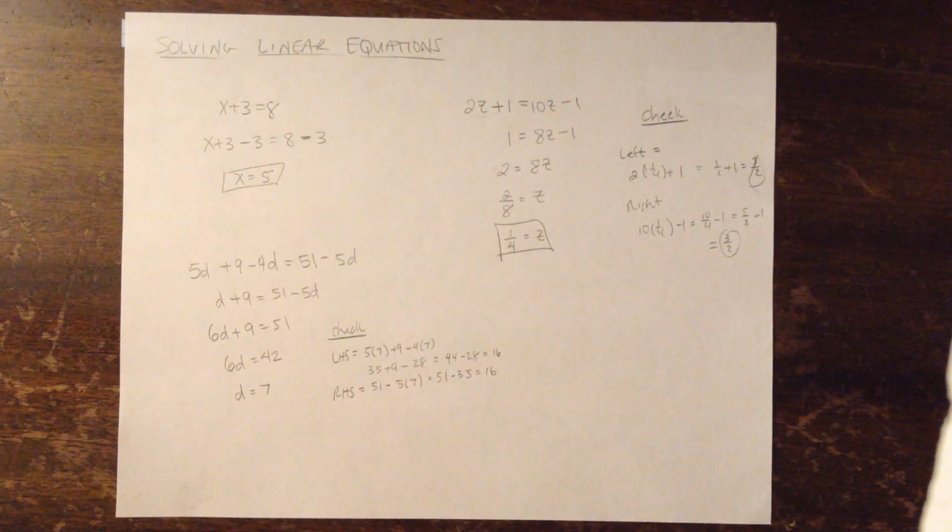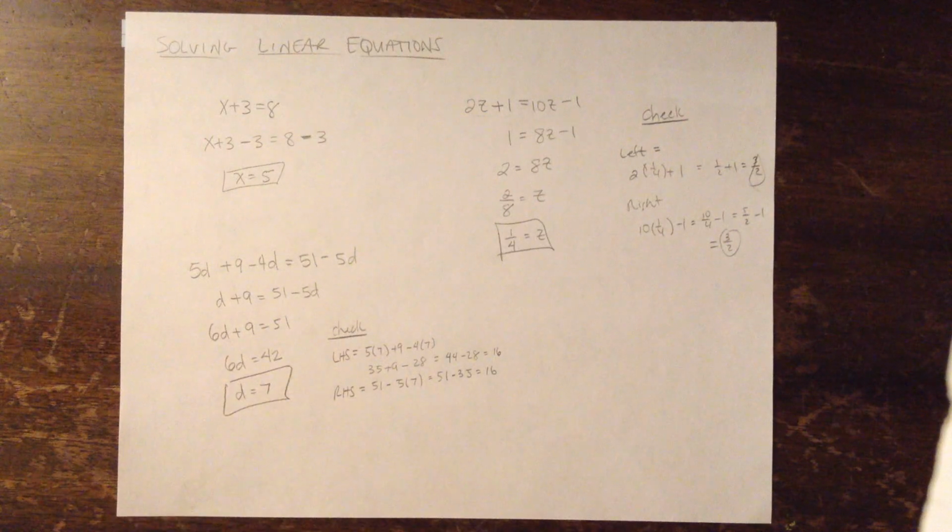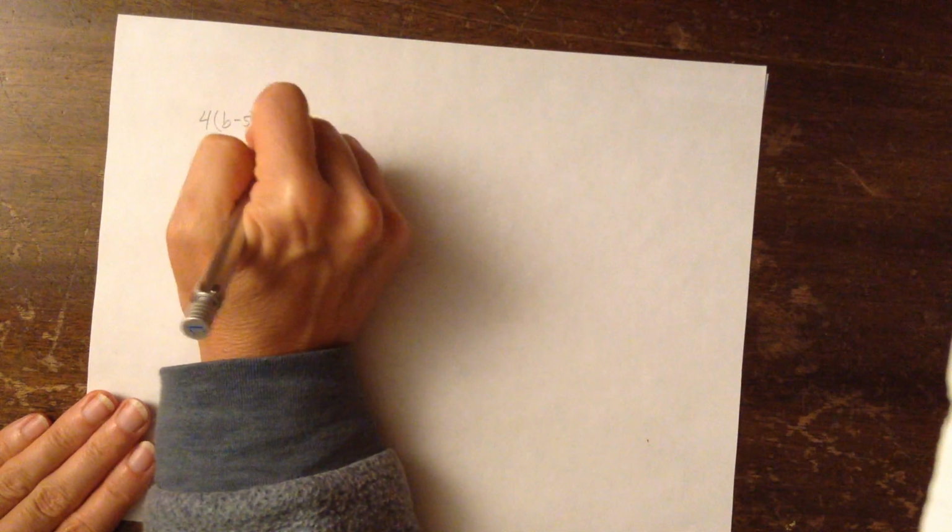Good. So that works. So this was a little bit more complicated, but we solved it and checked it and we got it right. So after you check it, you know that it's right. Another thing that can happen with linear equations is your variables can be stuck inside of parentheses. So if you had, say, 4 times b minus 5 equals 44.